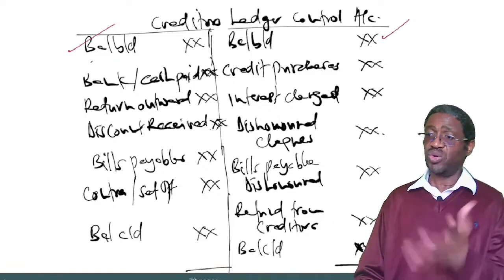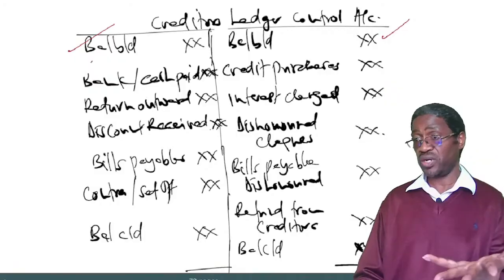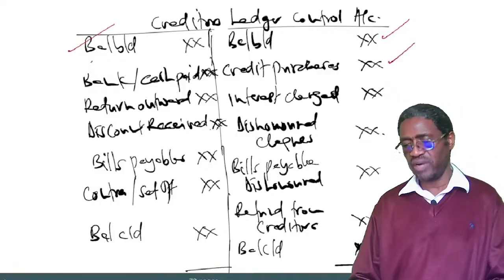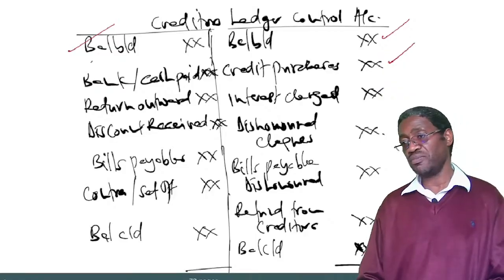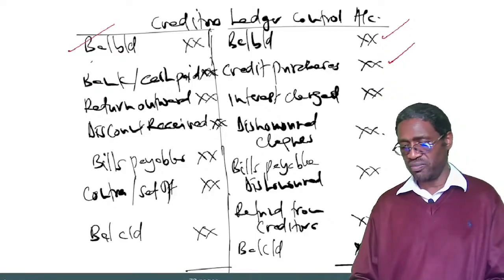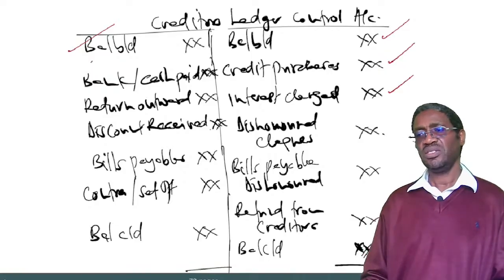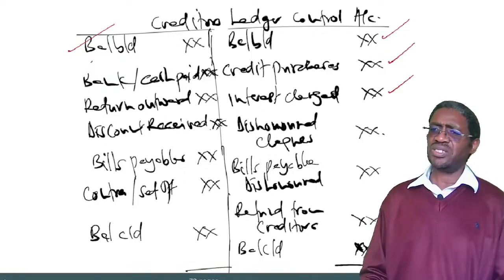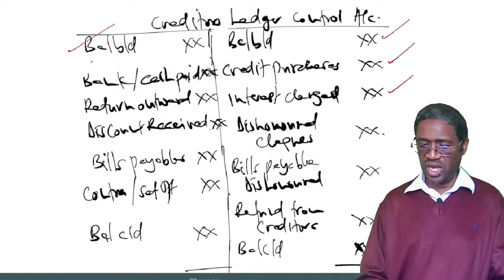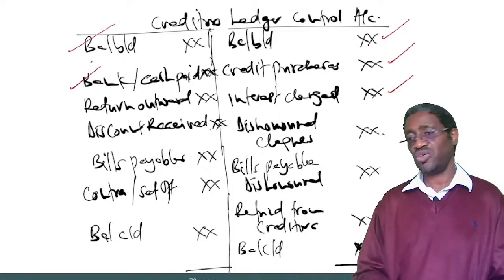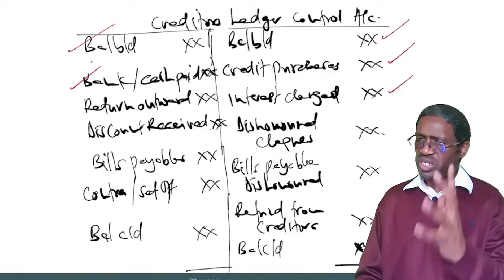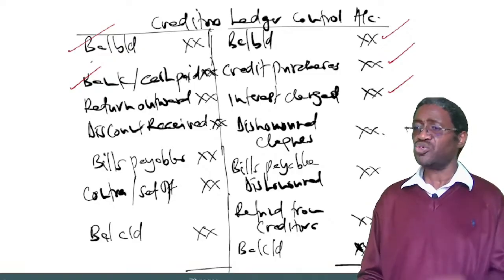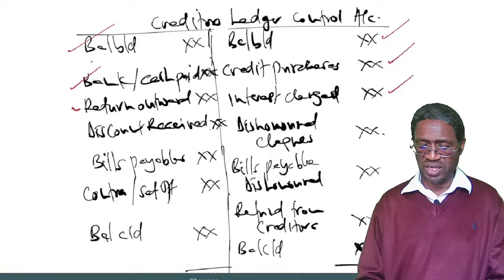Then I've told you, when you purchase goods on credit, you owe the creditors. You increase what you owe to them, you credit. If they are charging you for not paying in good time, you increase what you owe to them by crediting. If you pay your creditors, of course, you are reducing what you owe to them, you debit, whether you are paying by cash or by check. When you return some of the goods to your suppliers, you reduce what you owe to them by debiting.